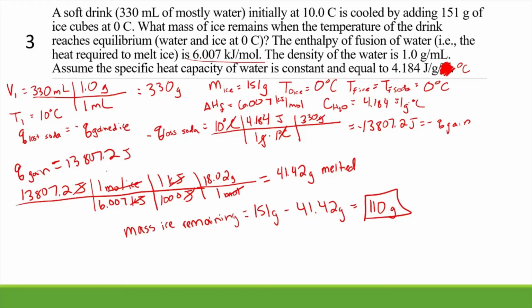So this was more of an out-of-the-box question to kind of work your minds a little bit. You had to use Q loss equals Q gain, but then you had to transform that heat into something else as well.